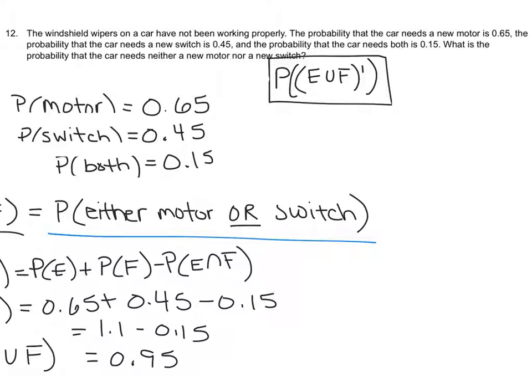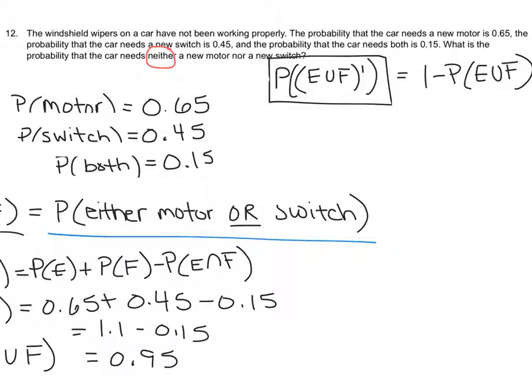Okay, like we said before, we want to find the opposite of the union, which is the complement of the union, because we're asked to find the probability of the car needing neither a new motor nor a new switch. The probability for the complement is just 1 minus the probability of the event. So this would be 1 minus the probability of E union F.